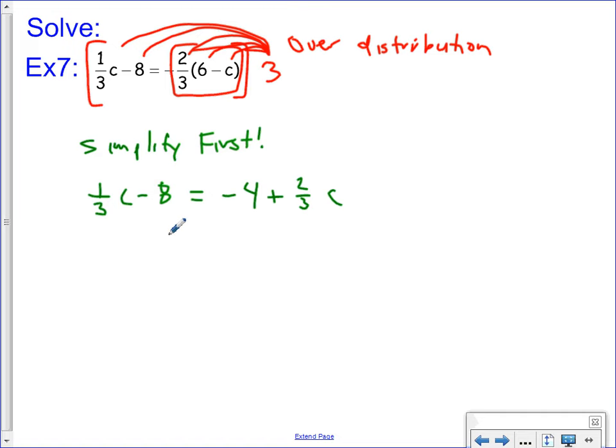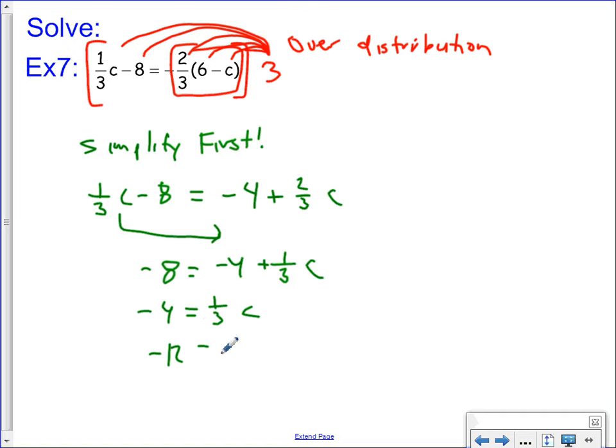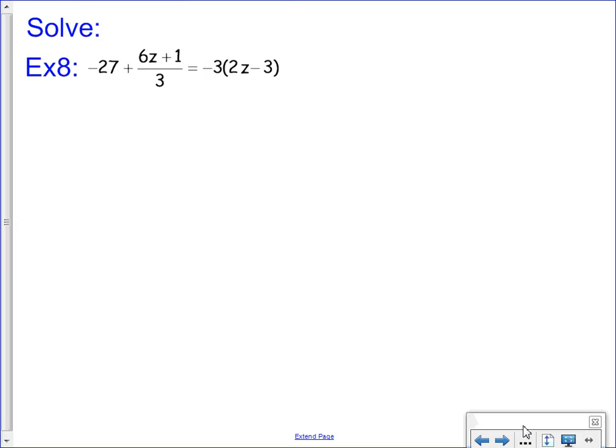Let's move the C's to one side and the numbers to the other side. So I'm thinking move this thing to the other side by subtraction, right? So we're going to get negative 8 equals negative 4, 2/3 minus 1/3 is 1/3 C. Add the 4. Negative 4 equals 1/3 C. C is negative 12 equals C. So you can see here by simplifying first, you can avoid all this mess. Okay. All right. Next.